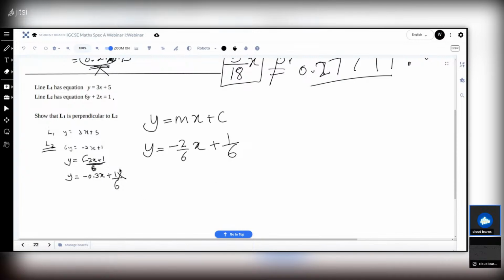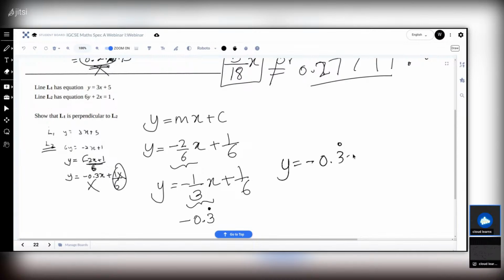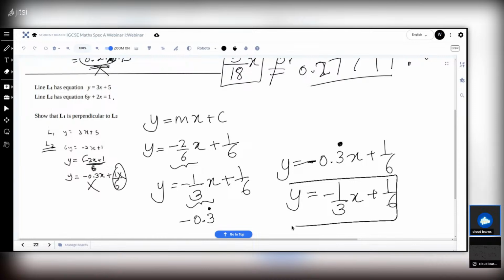But even if the student got that correct, it would still have been wrong, because it should have been y equals -1 over 3x plus 1 over 6. They've rounded this to -0.3, where it's actually -0.3 recurring, right? So technically, they could have written -0.3x plus 1 over 6. But this is difficult to work with. You can't really do anything with this in certain questions. So I would prefer leaving it as a fraction in its simplest form, right?